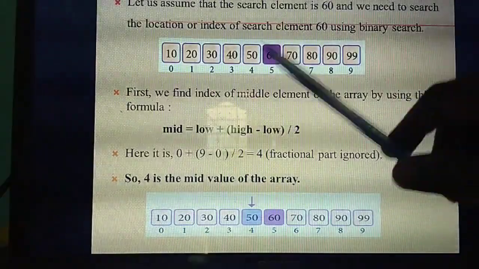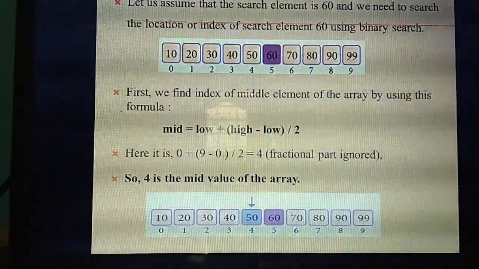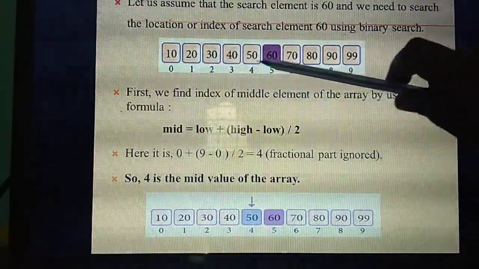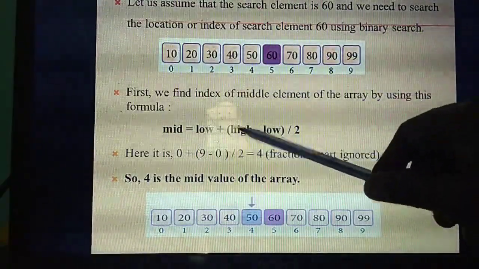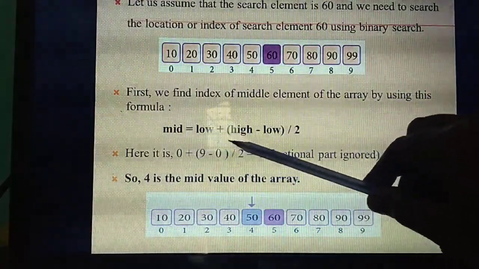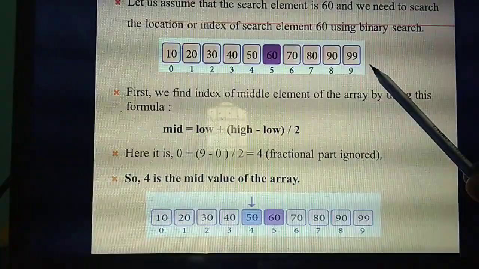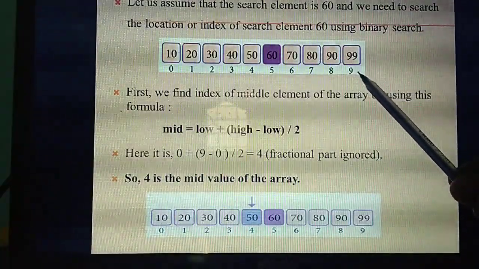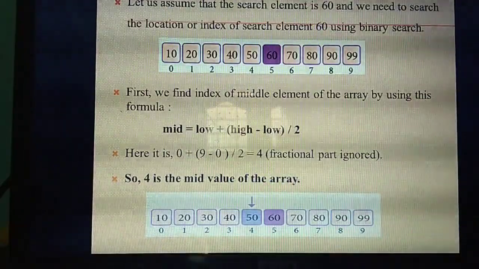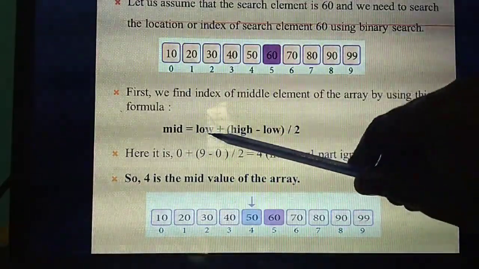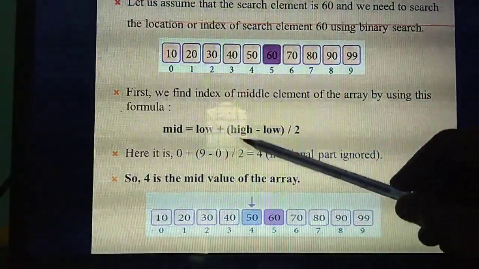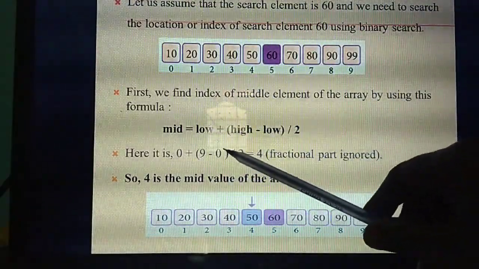Listen. Lower value means index value. Don't take the values in the array. You take the index, that means the position of the elements. What's the lowest index? 0. What's the higher index? 9. The highest index value is 9, minus the lowest value 0, divided by 2. Once again, lower value is 0, higher value is 9. Substitute here: 0 plus 9 minus 0 divided by 2. What's the value? 0 plus 9.